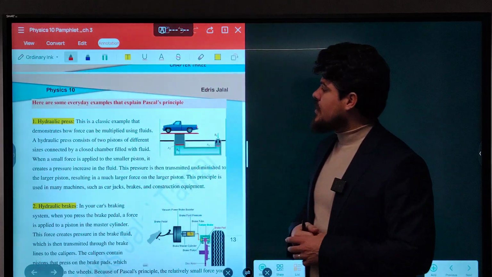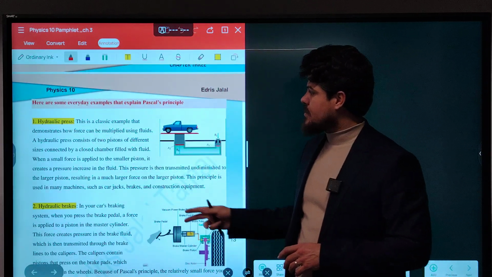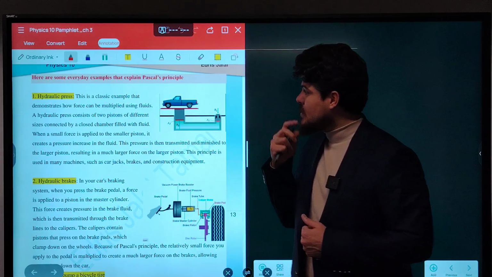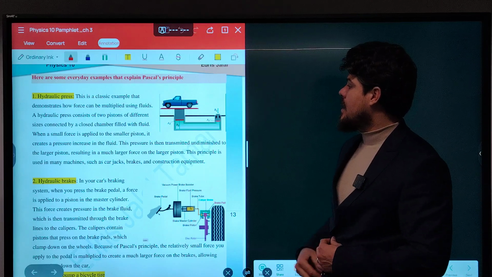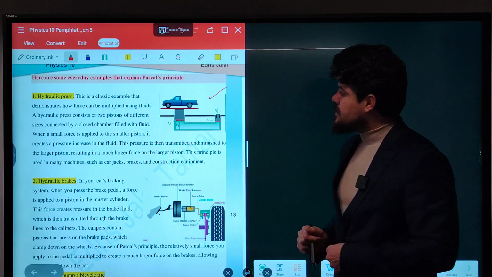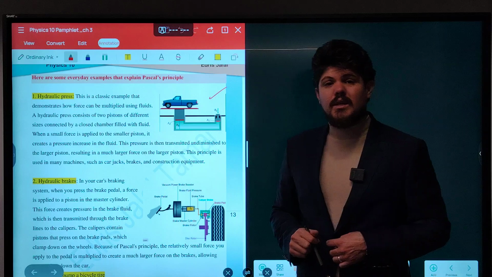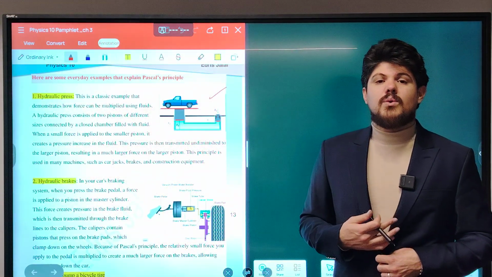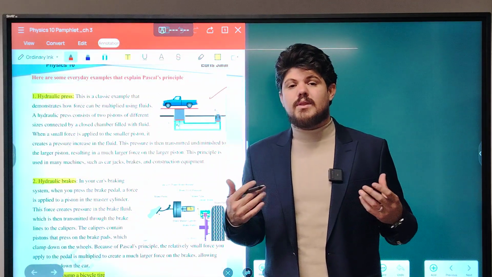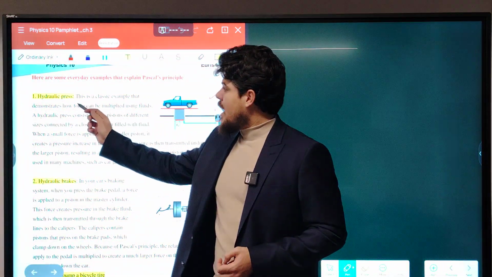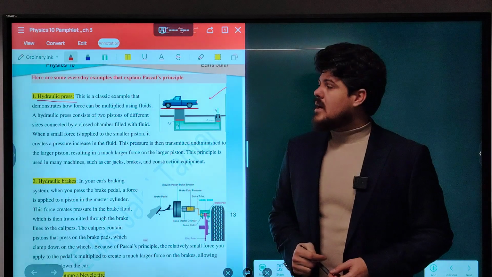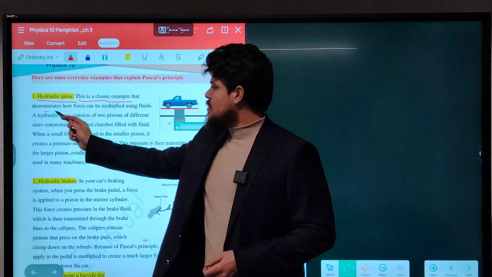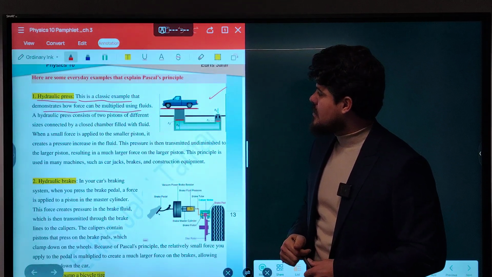Here are some everyday examples that explain Pascal's principle, like a hydraulic press. This hydraulic press is very important, and by using Pascal's principle, for example, we can use a hydraulic lift to lift a heavy object like a car. By using a small amount of force, we can lift a heavy object like a car. Okay, how does the hydraulic lift work? This is a classic example that demonstrates how force can be multiplied using a fluid.